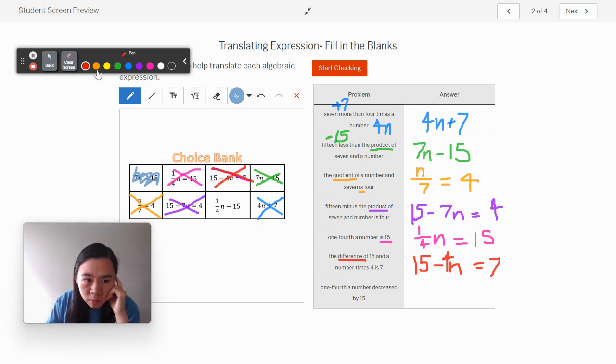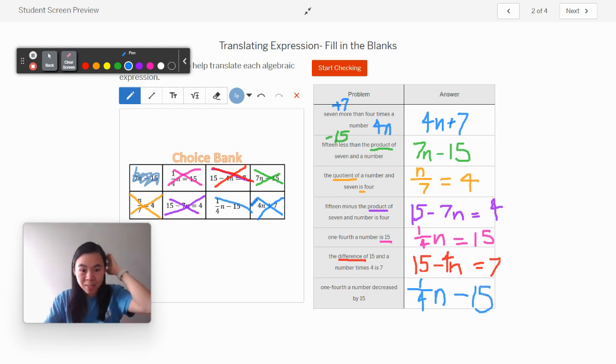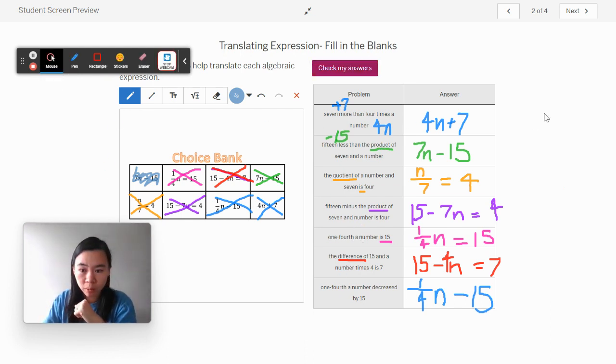And then last one, go back to blue. A fourth of a number, decreased by 15. Okay, so you guys see how our words match our expression or our equation. Our expression or equation won't have numbers that aren't listed in the problem. So check your work.